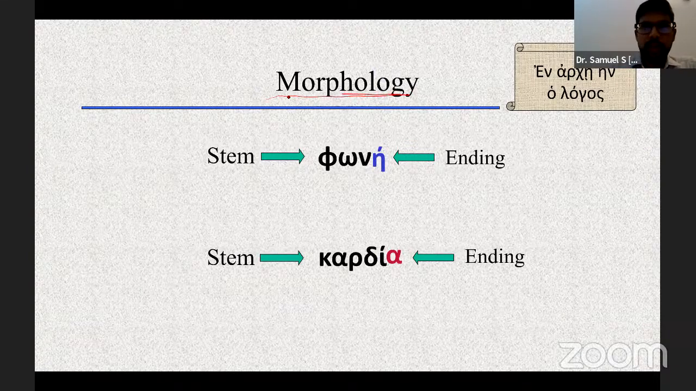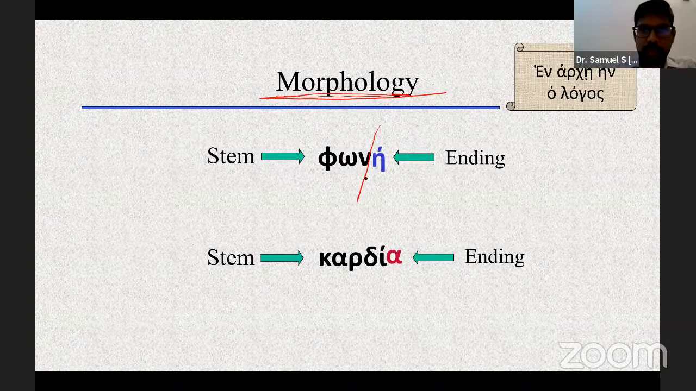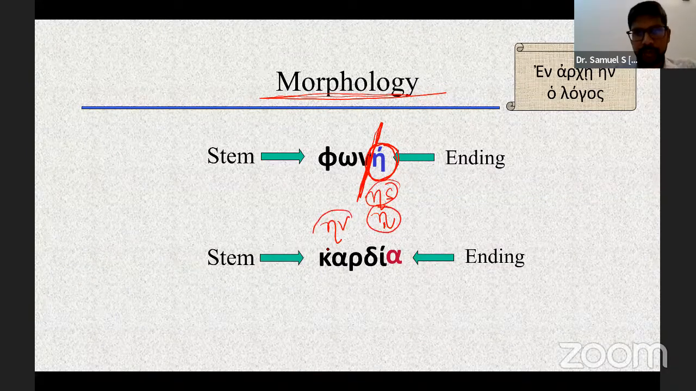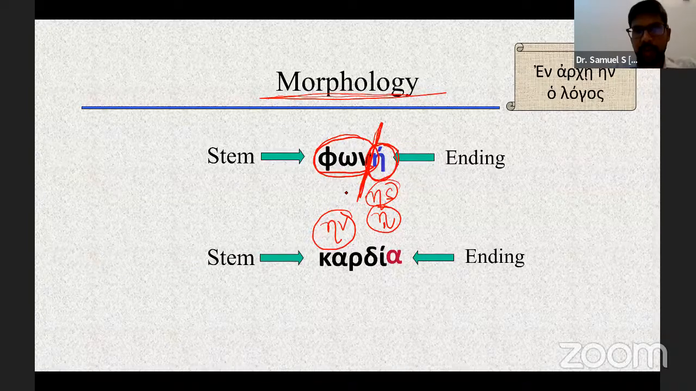Morphology. So what does this mean? Did you notice in all the examples that we used for phone, the only thing that was changing was the ending? For nominative, it was eta. For genitive, it was eta sigma. For dative, it was eta iota subscript. For accusative, it was eta nu. Only the endings changed. What remained the same? Phone always remained the same in different endings.